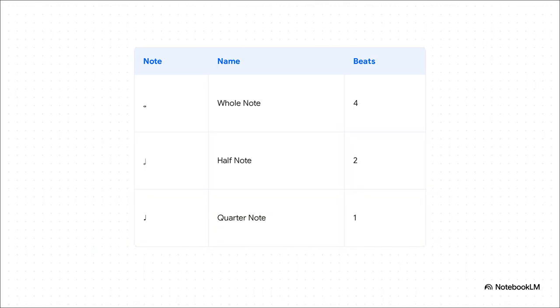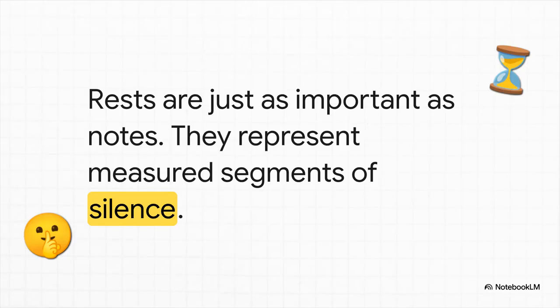Different notes last for different amounts of time, and this is all shown by the shape of the note itself. The absolute best way to think about it is like a pizza. A whole note, that open circle, is the whole pizza. It lasts for 4 beats. A half note is, you guessed it, half the pizza. So it gets 2 beats. And a quarter note? That's a single slice. It gets 1 beat.